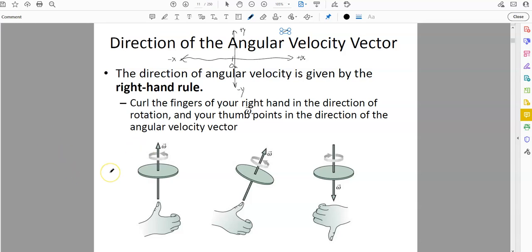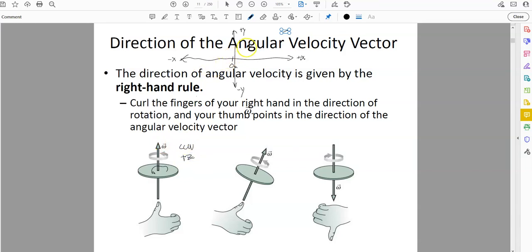And so with the right-hand rule, basically what you do is that if you have a wheel spinning in this way, it's spinning counterclockwise. So this wheel is going to be spinning in this direction. So this is counterclockwise. CCW is often written when a wheel is spinning counterclockwise. Well, if this wheel was spinning counterclockwise and you grabbed it, your fingers would curl in that direction. Your thumb would be pointing upwards or out of the page. That is considered positive Z.